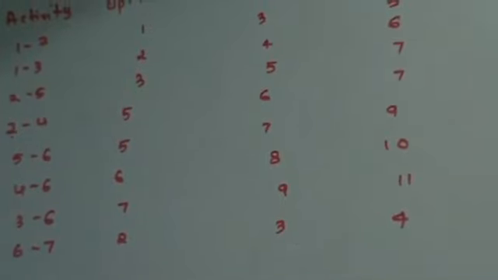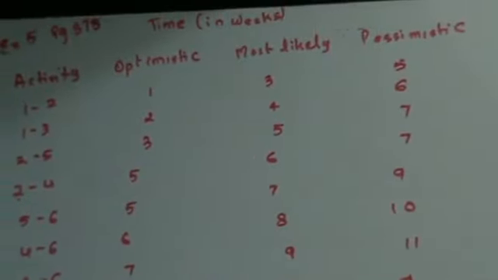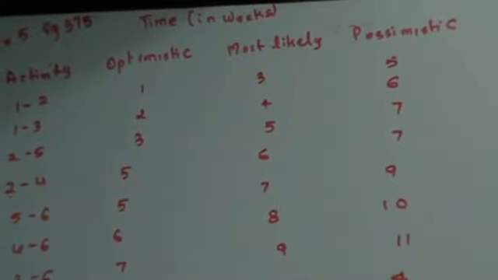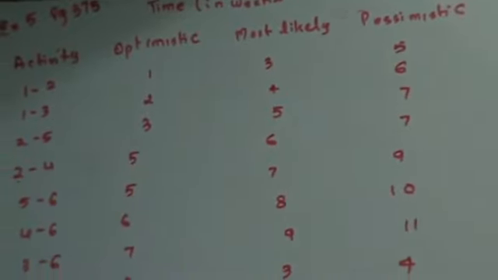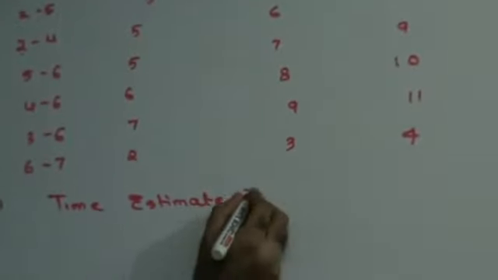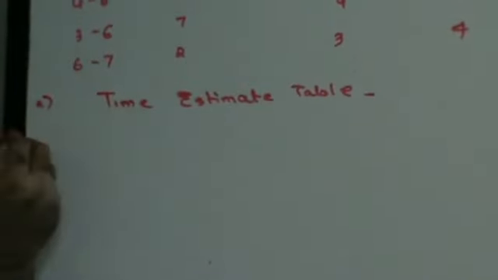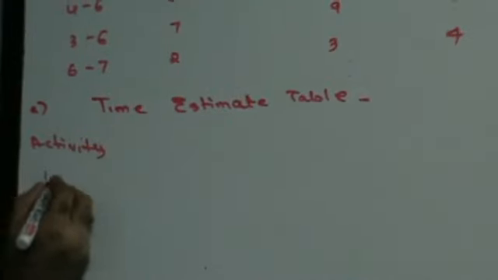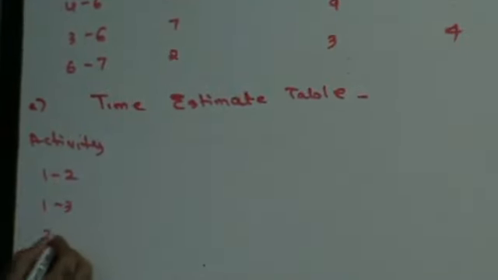If I have to make a PERT network, the first thing I need to make is a time estimate table, right? So the first thing I need to make is a time estimate table. Activity: 1 to 2, 1 to 3, 2 to 5, 2 to 4, 5 to 6, 4 to 6, 3 to 6, 6 to 7, right?